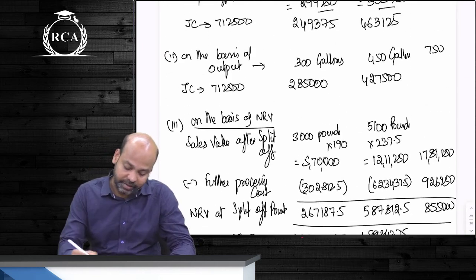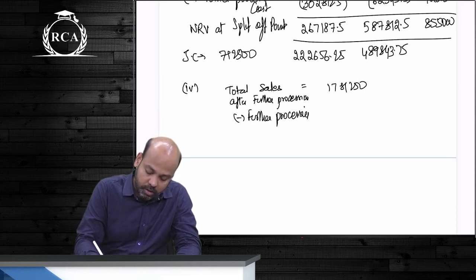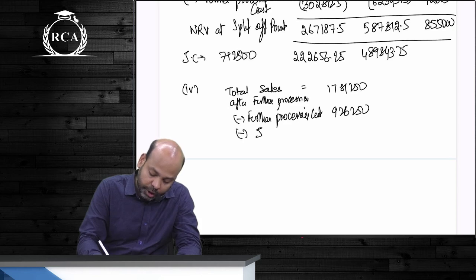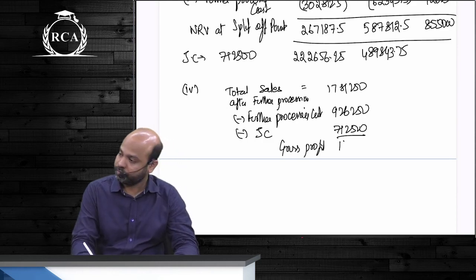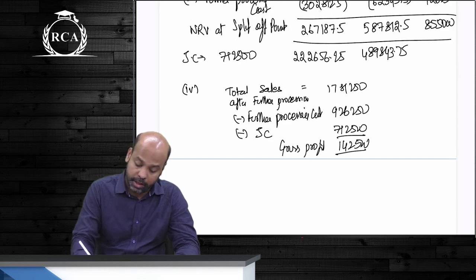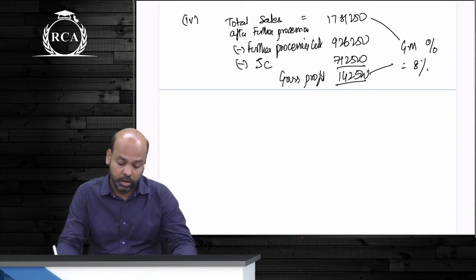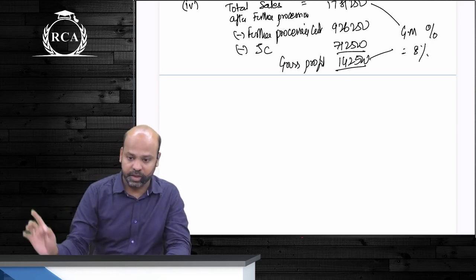How much was this? 7,81,250. From that I will deduct further processing cost, which was 9,26,250. I will deduct joint cost 7,12,500. My gross profit for the entire organization is... Can you divide this and tell me gross margin percentage? 8%. So if all the products should have the same gross profit ratio, it should be 8%.